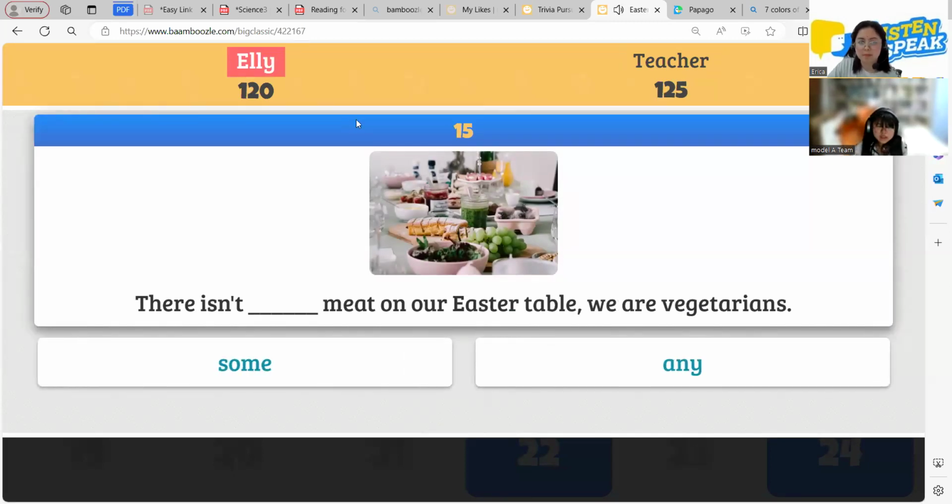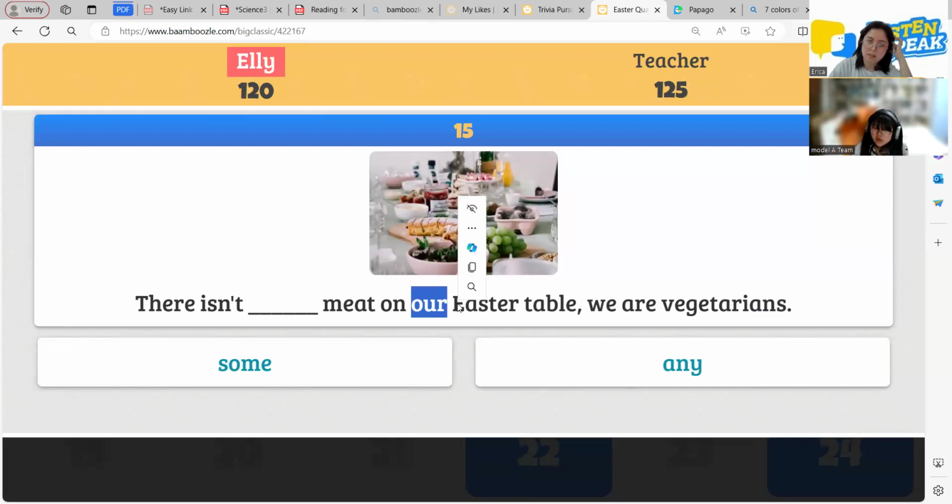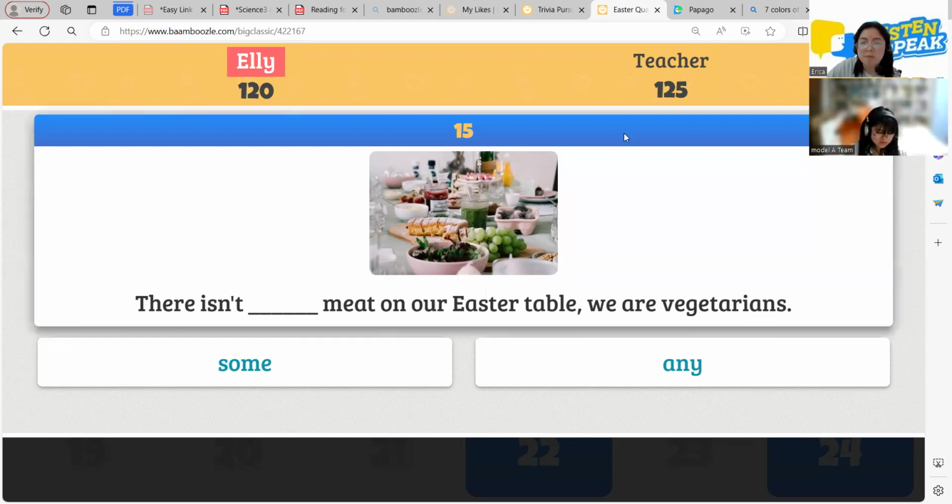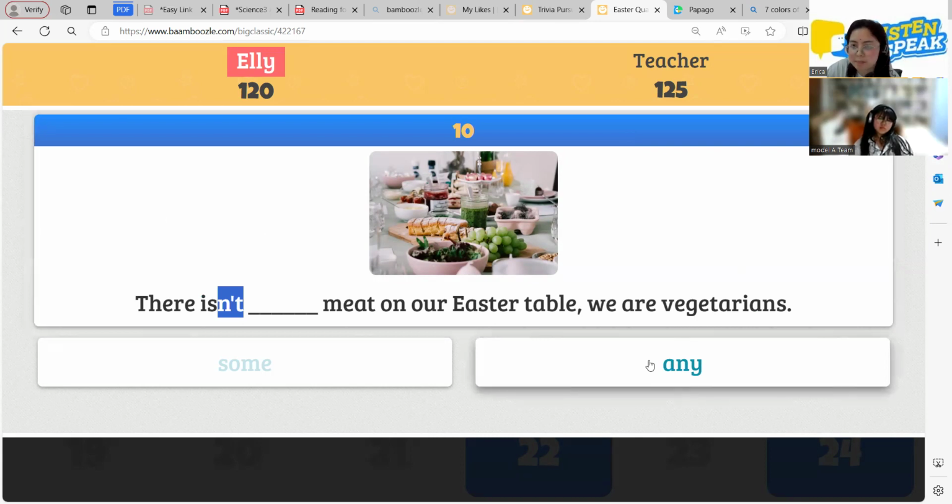There isn't some meat on our Easter table. We are vegetarians. What is your answer? No, it's any. If the sentence is a negative sentence, if the sentence has the word not, you can say any. Okay?